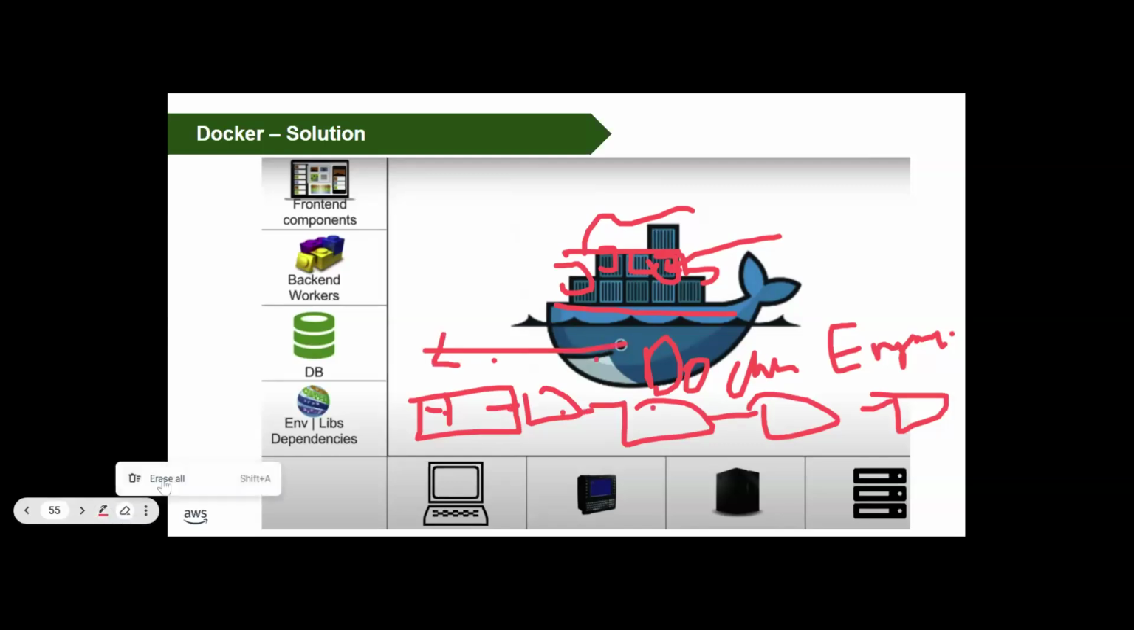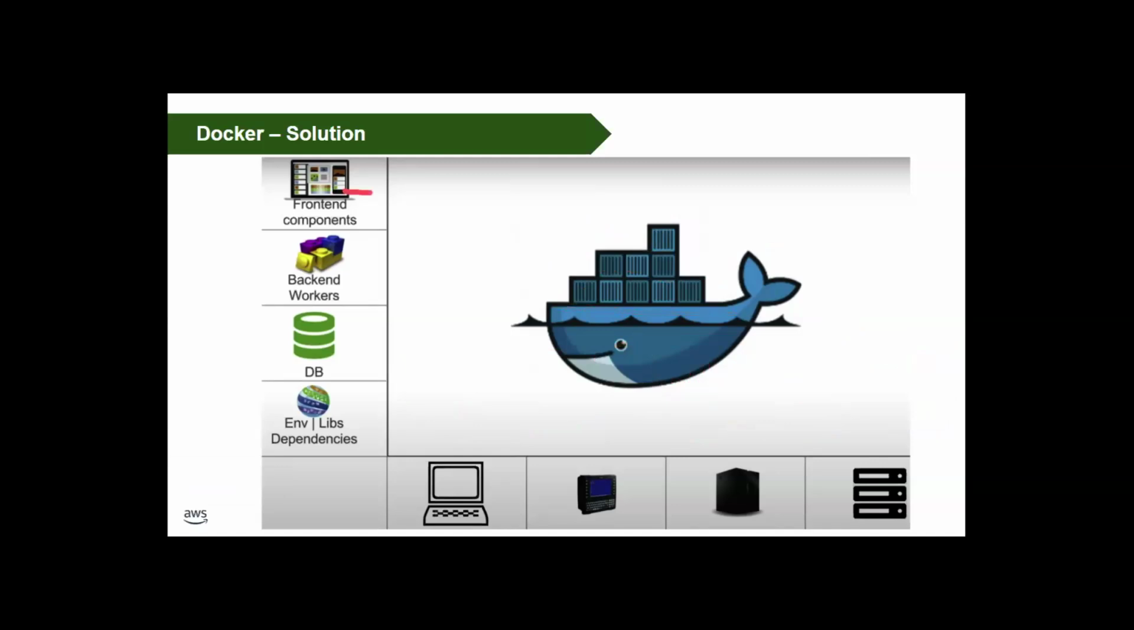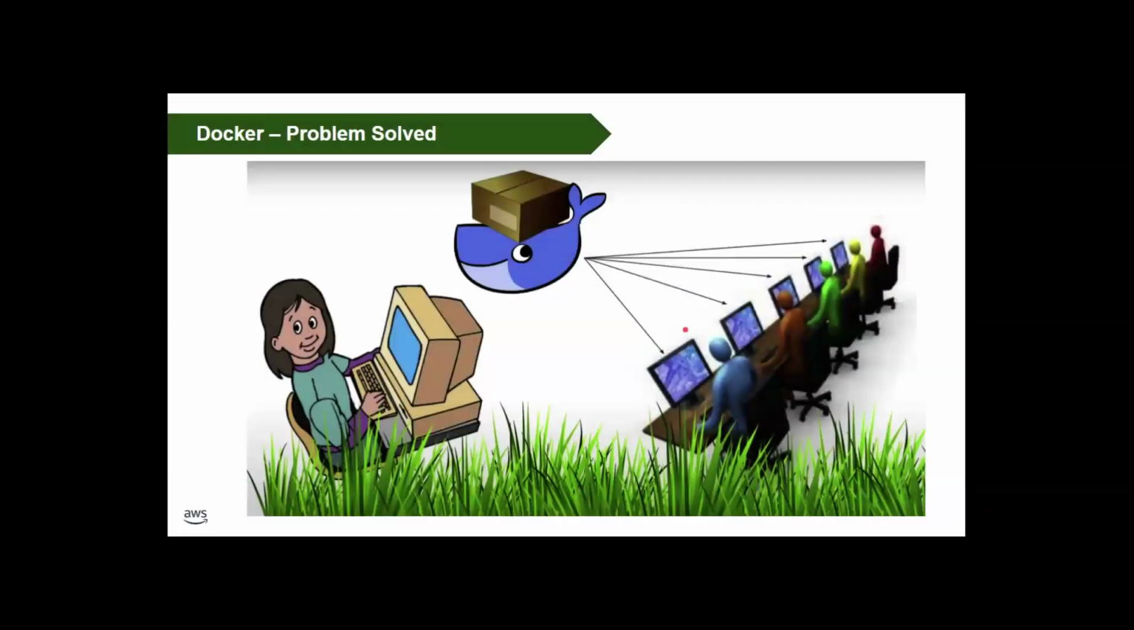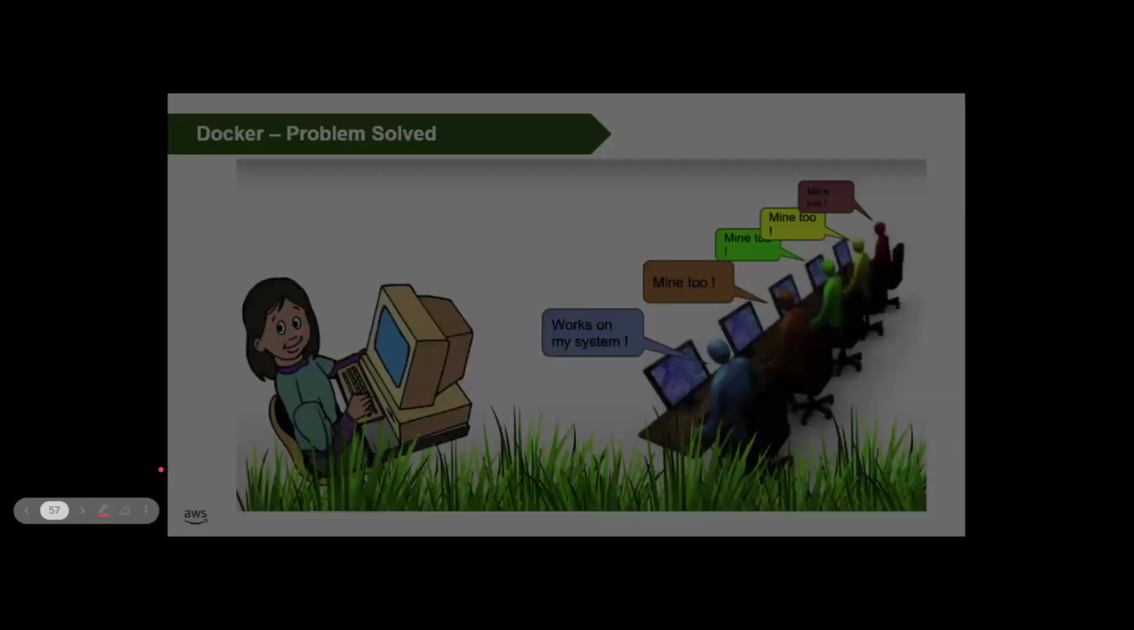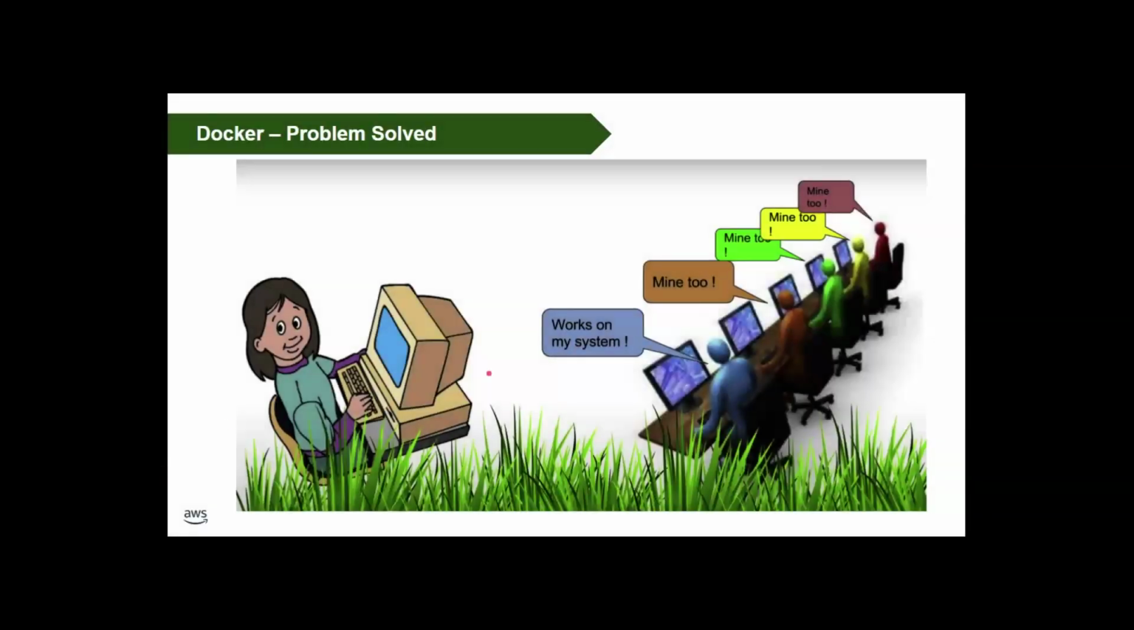Now, whatever issues we saw, the back end, front end, library files, database, whatever the issue, we put it into a container and put that on top of Docker. Now what will happen? The application that she or someone else has built is put in a container. That container, via Docker, is shared with all of these people. Now everyone is saying it works on their system.